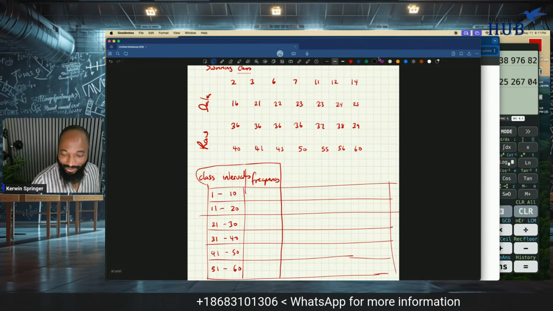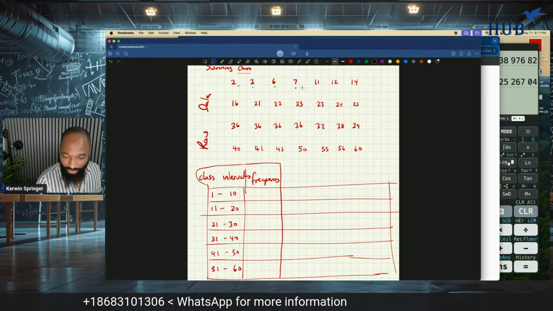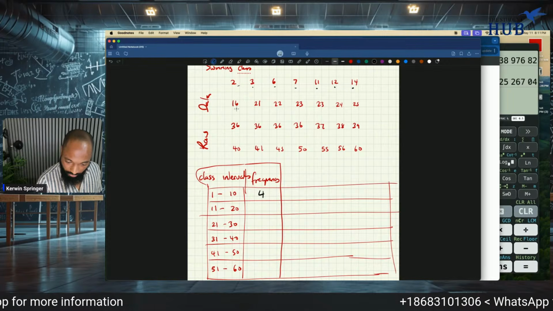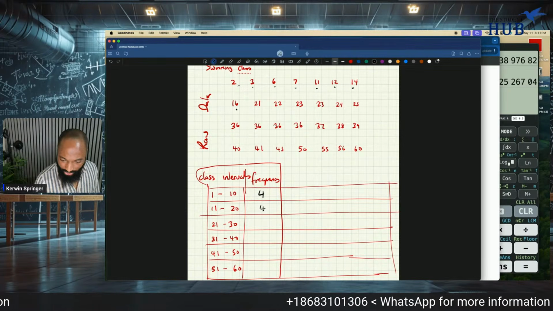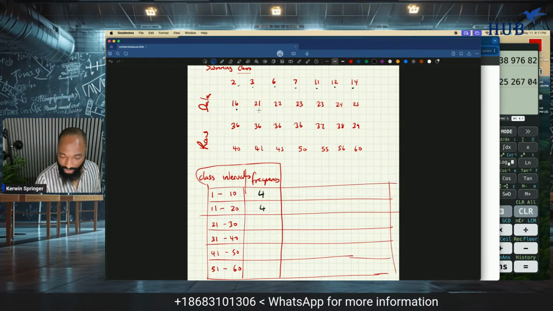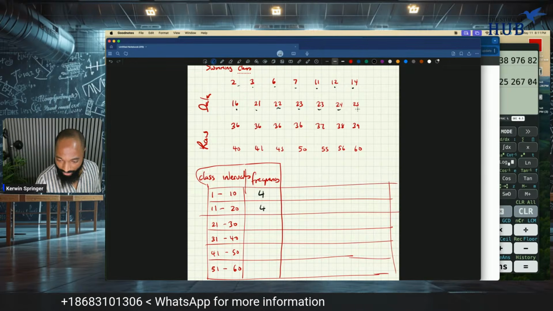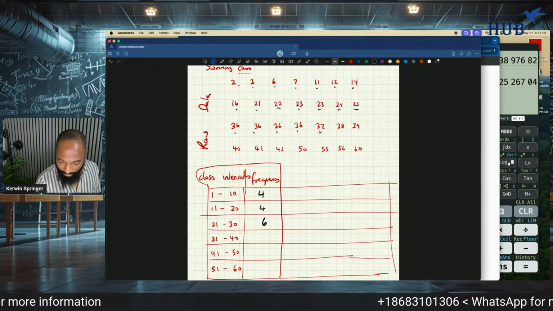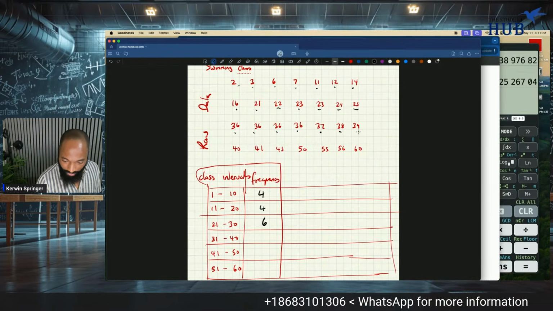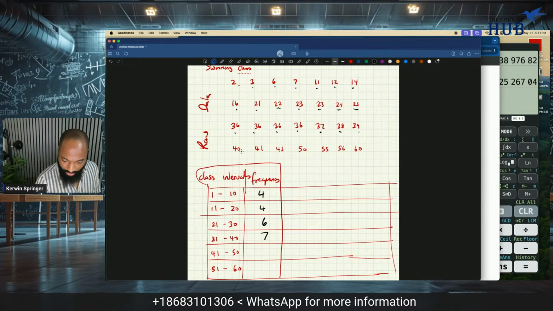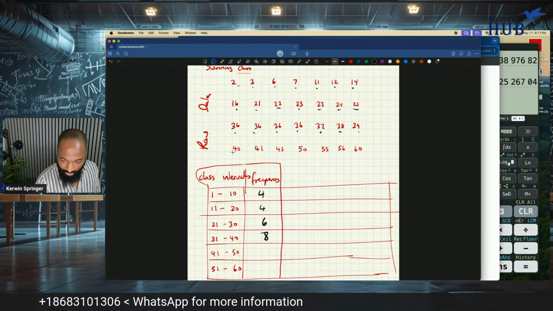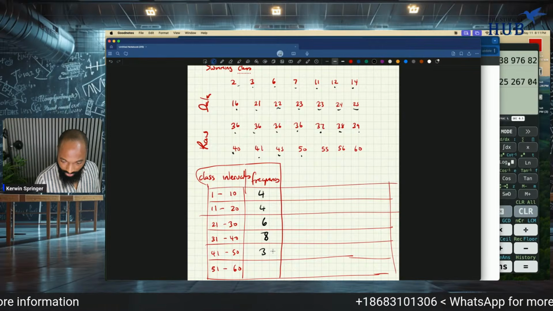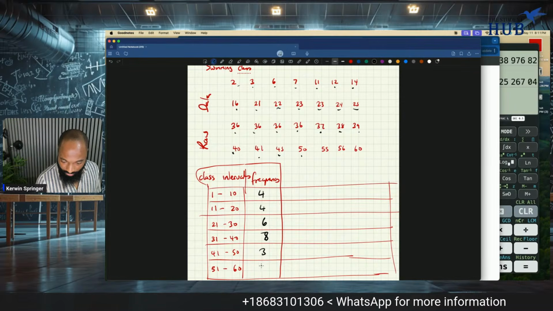Yeah. So anyhow, 1, 2, 3, 4. 4 in this category. Agreed? 1, 2, 3, 4. Another 4 in this category. Interesting. I didn't want that to happen. 1, 2, 3, 4, 5, 6. 6 in this category. 1, 2, 3, 4, 5, 6, 7. 7 in this category. 8 in this category. And 1, 2, 3. 3 in this category.